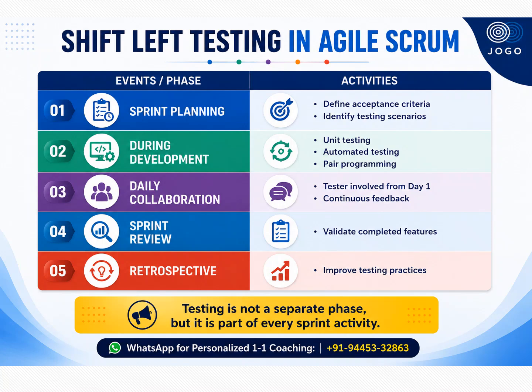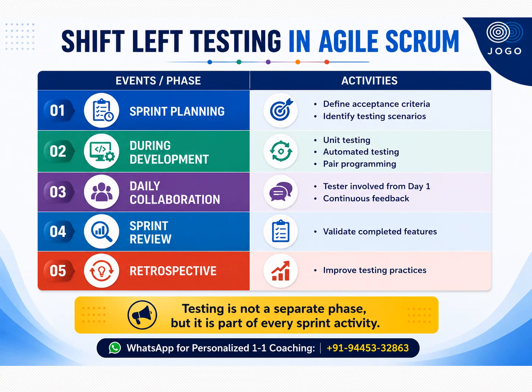During the development, we need to do unit testing, we need to automate testing, and also start doing the pair programming. So this will enable the shift left testing. During the daily collaboration, testers can be involved from the day one instead of involving them after a few sprints. So we need to have all the testers from the day one, and continuous feedback from the testers should reach the team, the developers. So these are all the activities we can do.